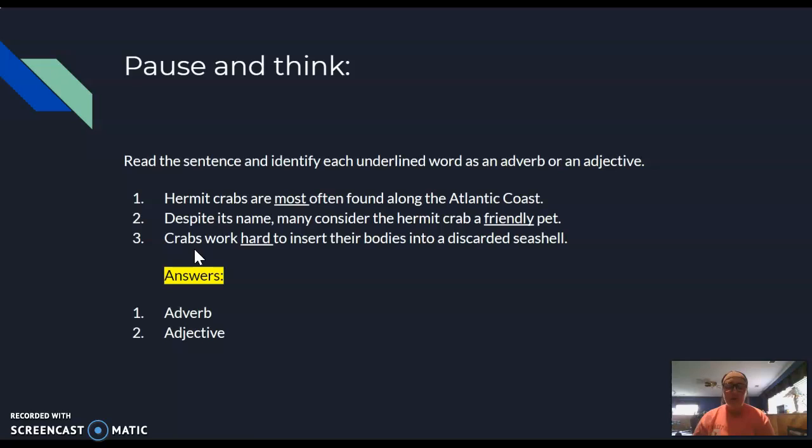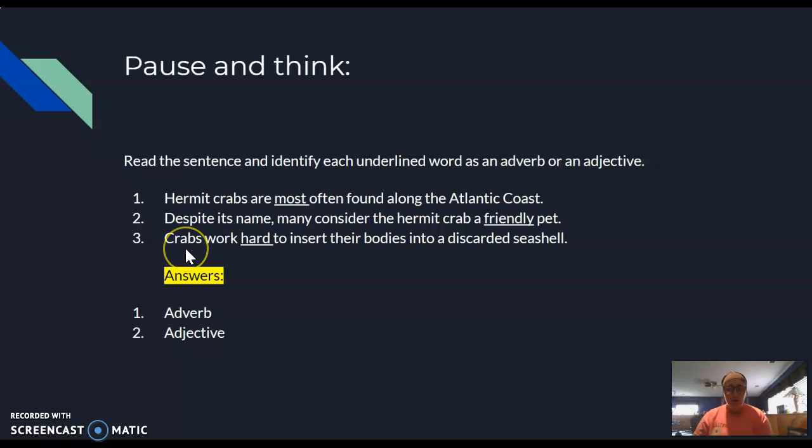Number 2, friendly is an adjective here, all right? Despite its name, many consider the hermit crab to be a friendly pet. Look right next to it, we've got a noun. Only adjectives can modify nouns. We are saying that the pet is friendly. Description.